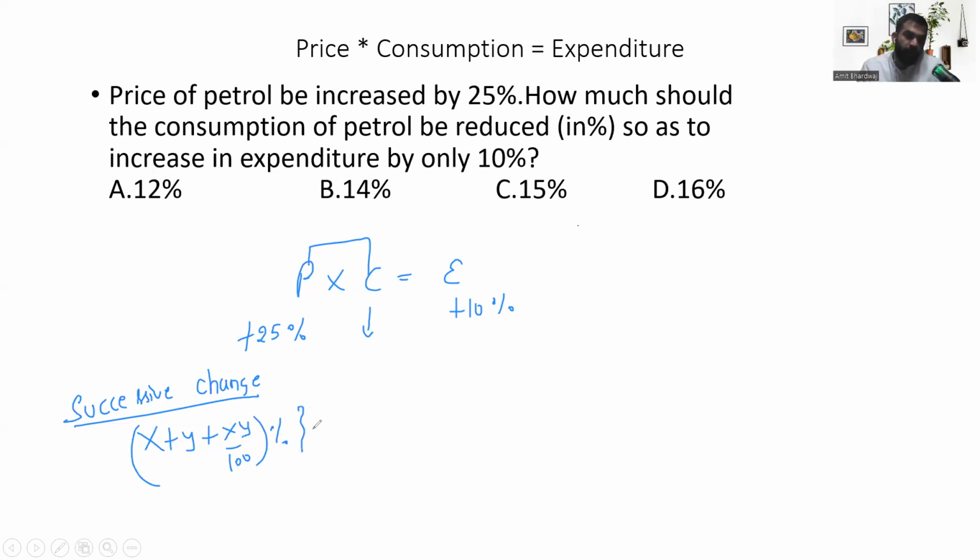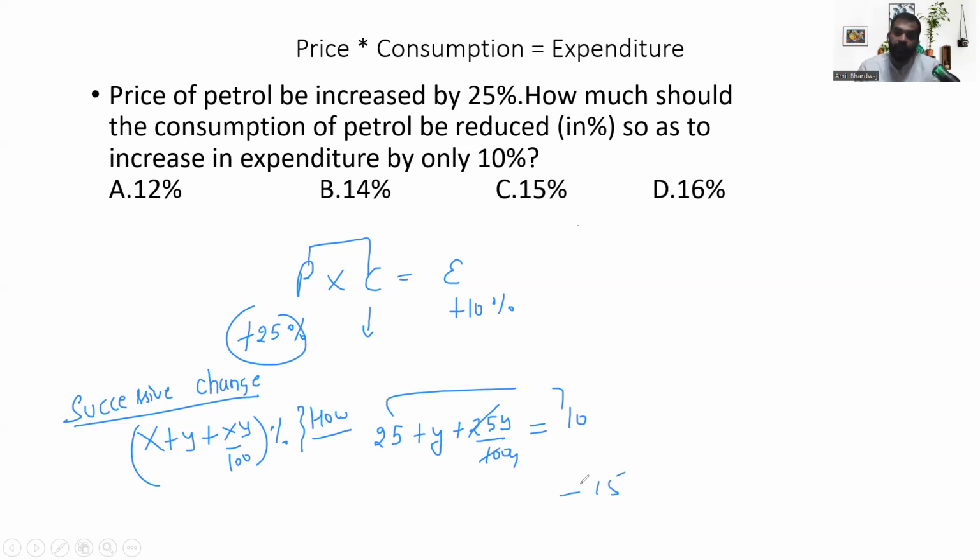How to apply? You all know there's a 25% value, so x is 25, plus y. Now it depends on you; you want to find out the value of y, so let's say it's plus y, plus 25y by 100, and that should finally be 10. So you can say 25y by 100 equals minus 15, which gives 5y by 4 equals minus 15. So the y value is minus 12.